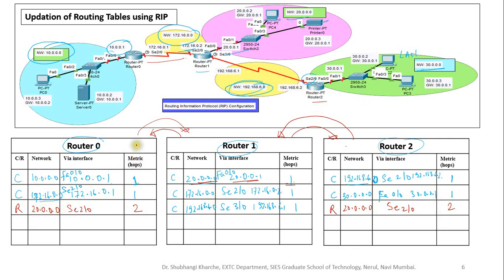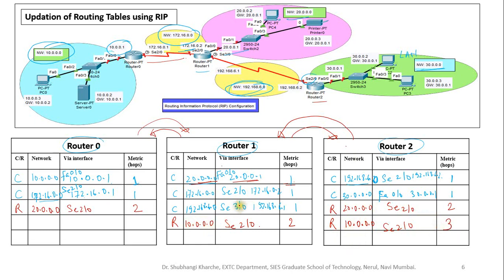Now router 1 can understand that if router 0 can reach the 10 dot network with a hop count of 1, it can reach the 10 dot network with a hop count of 2 via the serial interface 2/0. Router 2 will understand that if router 1 can reach the 10 dot network with a hop count of 2, and the distance between itself and router 1 is 1, it can reach the 10 dot network also via its serial interface 2/0 with a total hop count of 3.